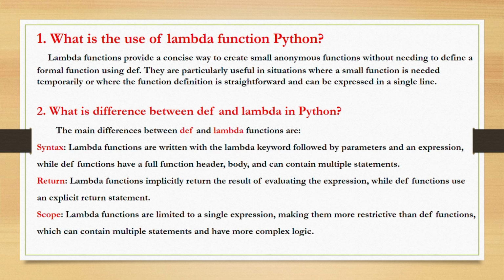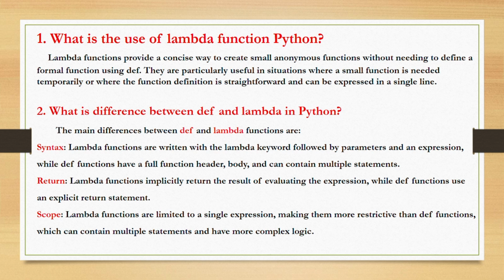And then now, the question is, what is the difference between def and lambda in Python? Because we know very well that the def keyword is used when we are defining a normal function in Python, while the lambda keyword is used when we are defining a lambda function, an anonymous function, in Python. So the main differences between the def and the lambda functions are this. The first thing is the syntax. Lambda functions are written with the lambda keyword. You get it? Followed by parameters and an expression, isn't it?